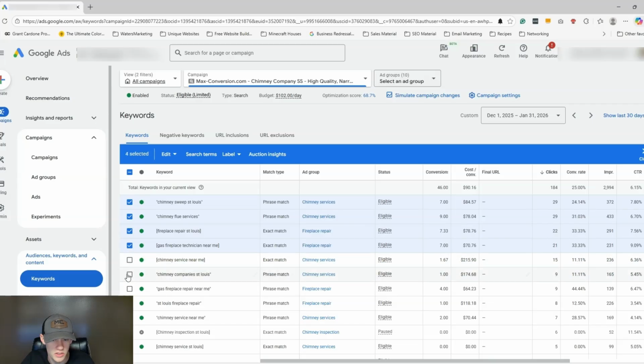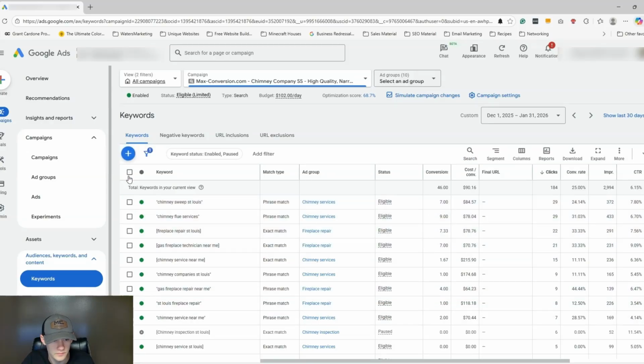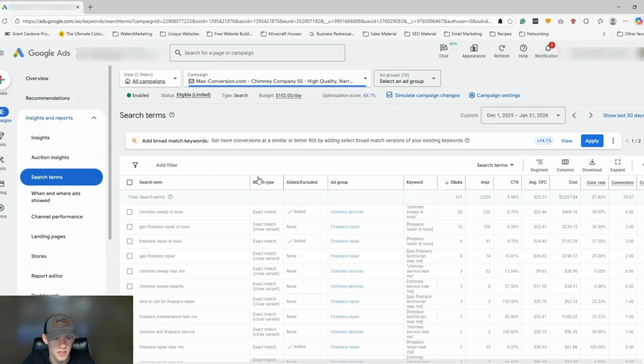These keywords are typically really good, but in this campaign, they are not. So just keep in mind that sometimes keywords can be different for different campaigns. Gas fireplace repair near me has a 44% conversion rate, so it is crushing it. Now, the big thing with this campaign, guys, is the search terms.